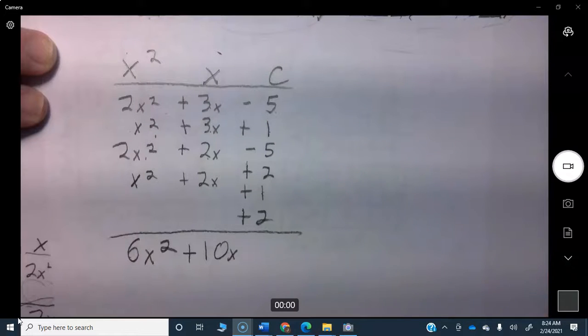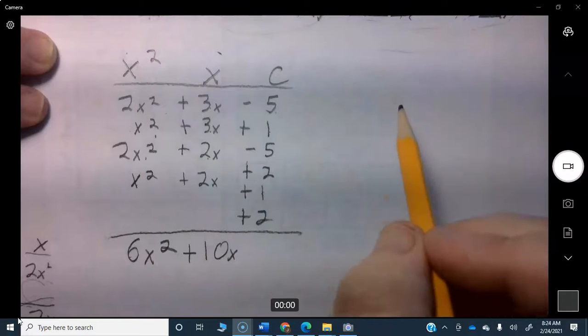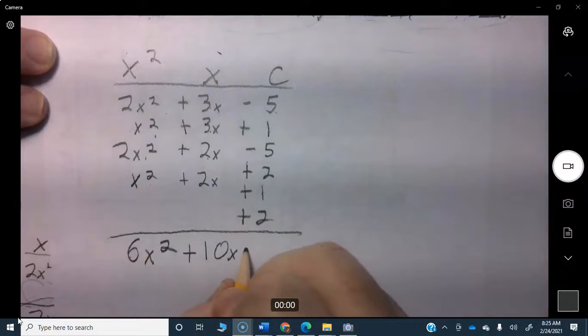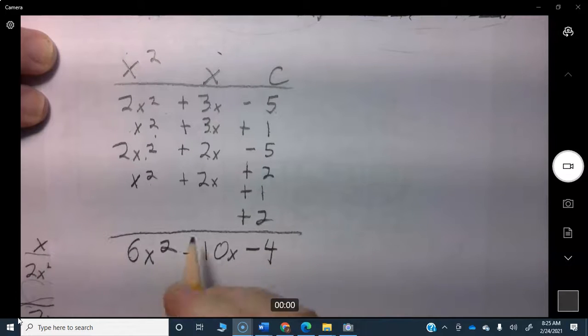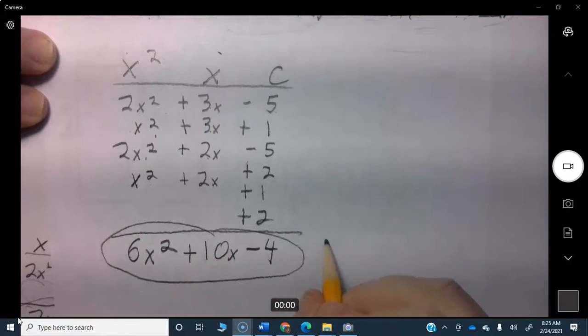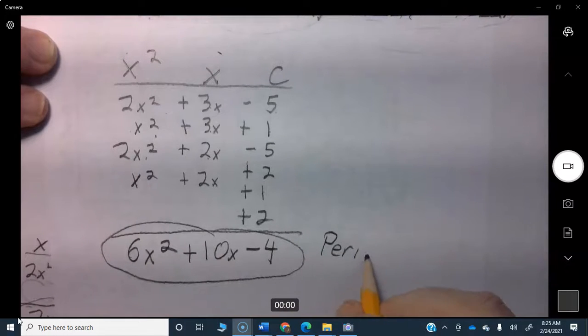Again, don't try to do this in your head. Do it on a calculator. So it's 6 minus 10 is going to be negative 4. And that is your answer. That's the perimeter. And you say, what does that mean? It doesn't mean anything. It's just an algebra problem.